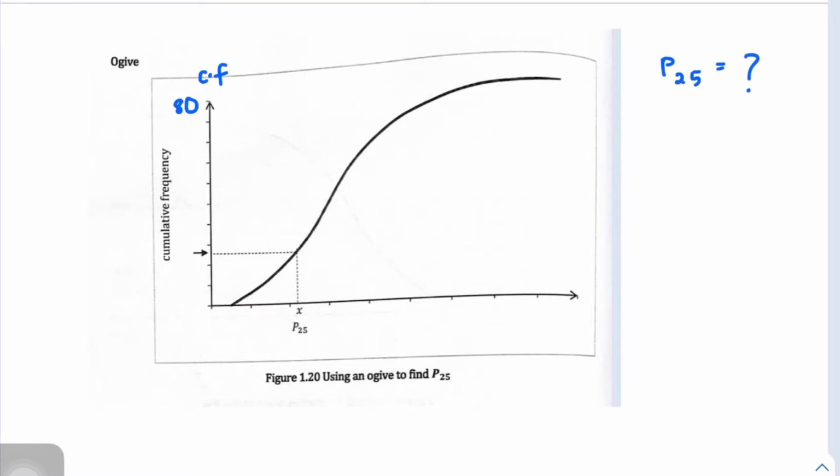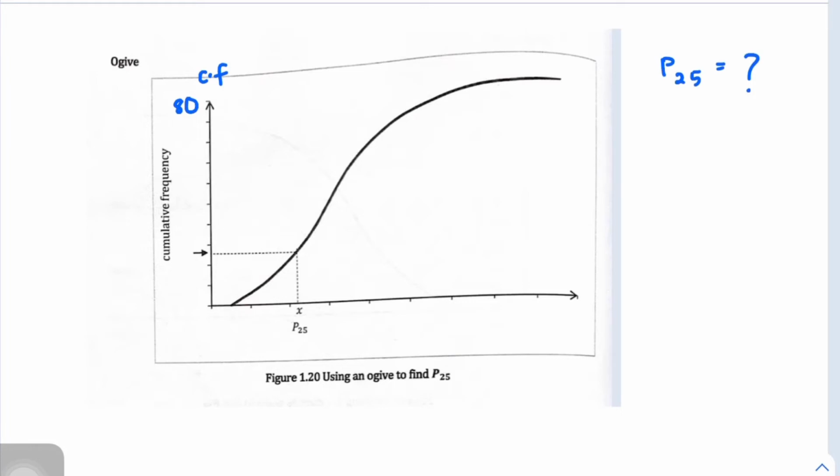You cannot directly find 25 from the y-axis because the highest is not 100. So you have to find the location first, similar to when you want to find the median from the ogive. How do you find the median from the ogive? You find the location of the median class, which is the middle point. So the middle is 80 divided by 2 only. So how to find the location of this class?